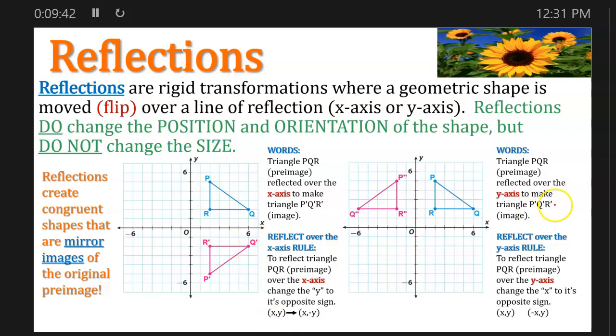Okay, so we're going to reflect it over the y-axis using the rule, and the rule here states that for every (x, y) value, the x value is now going to change to its opposite. So over here, when we did the reflecting over the x-axis, the y value changed to its opposite. Now that we're reflecting over the y-axis, the x value is changing to its opposite.